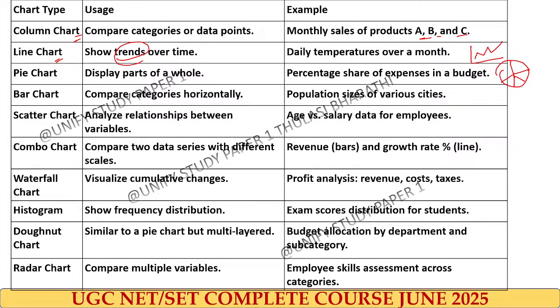Then we have the bar chart, where it will be comparing horizontally, like this, right? And then we have a scatter chart. Scatter chart means how the points have been distributed, that will be shown in the scatter chart. And then we have a combo chart, where two different types of charts are connected together, and that is called a combo chart.